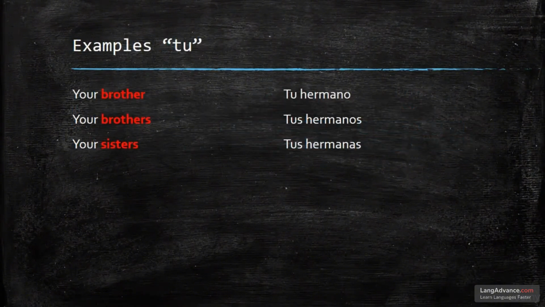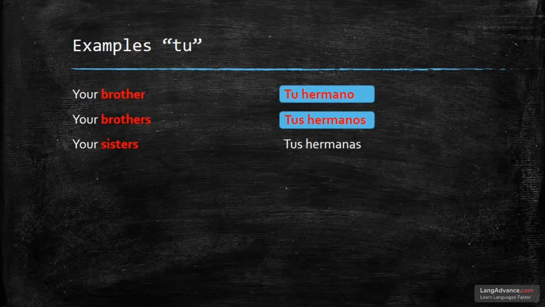Some examples related to the forms of tu. Your brother translates to tu hermano, but your brothers becomes tus hermanos. Your sisters, similarly, is tus hermanas.